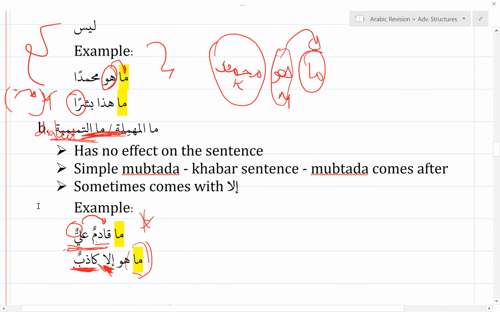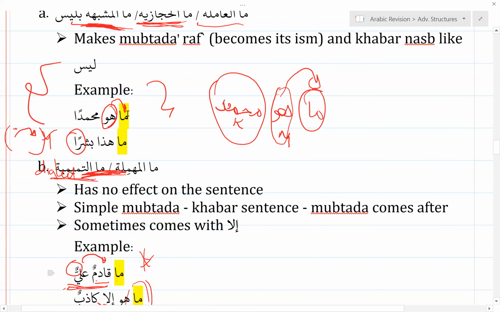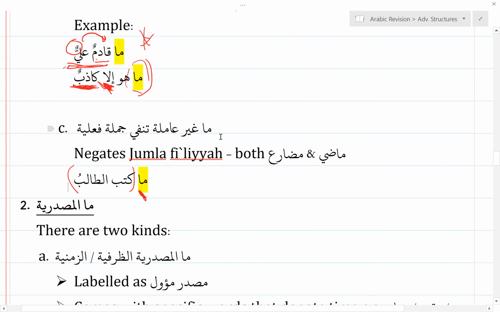they come with isms. So ma huwa, ma qadimun, this is isim fa'il, ma huwa, ma hadha, all these are isms, right? So the first two, they come with an isim, so they have a job. But the second one neglects the job. It doesn't want to do the job. When it comes to this one, it doesn't even have a job. Why? Because it comes with a fi'l.